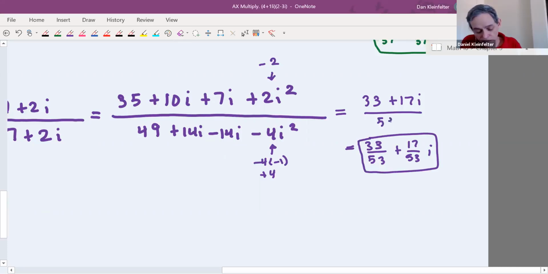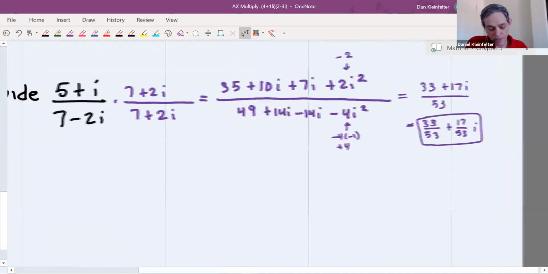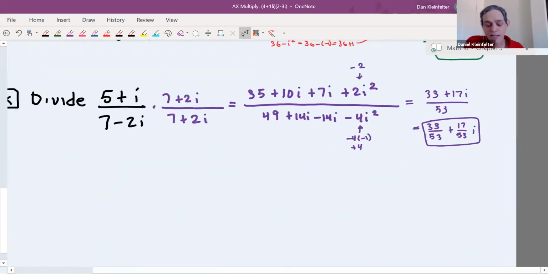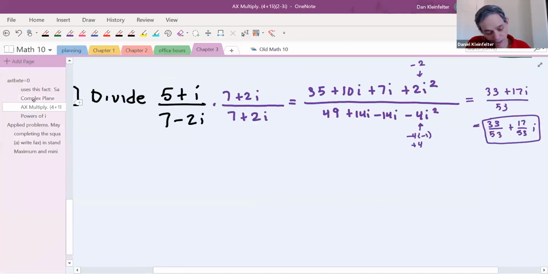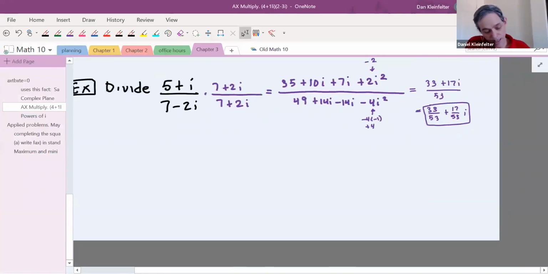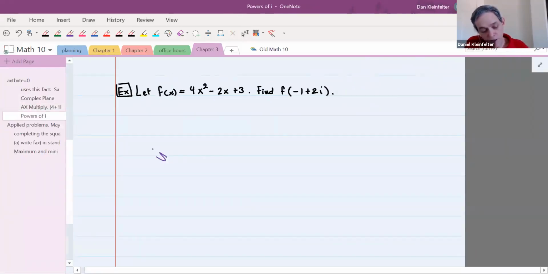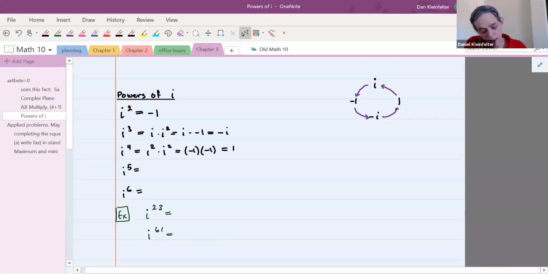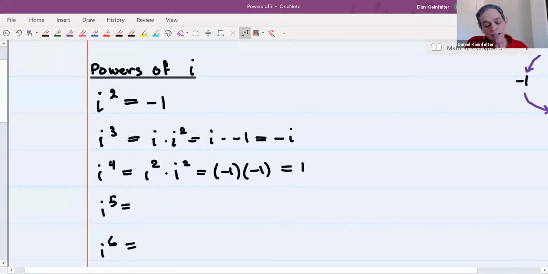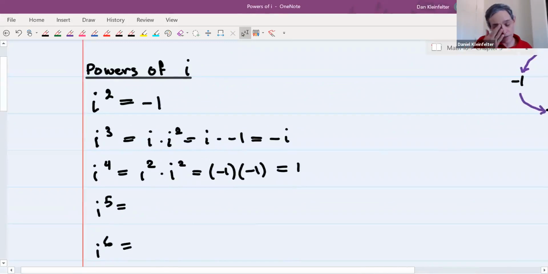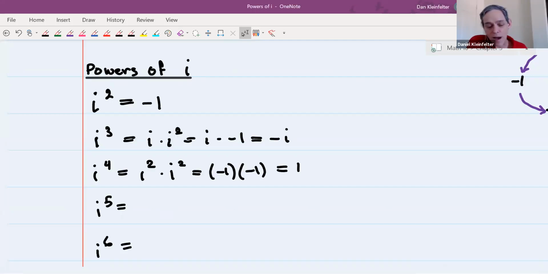Okay, and that does it for division. Division is not something we need very often, but that device of multiplying the numerator and denominator by the conjugate is really helpful. Okay, almost finished. We have two more things essentially to do. So the next thing is to look at something called the powers of i. So we've seen how to do addition, subtraction, multiplication, and division. What we want to do next is see about raising i, just i, up to powers.